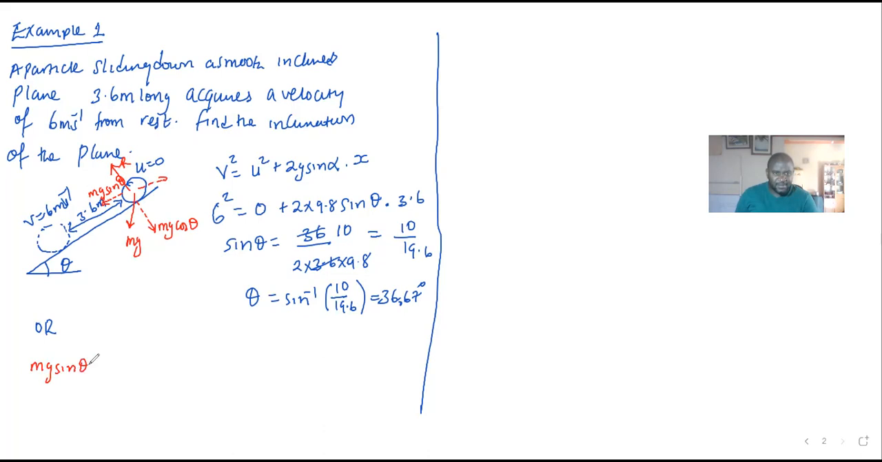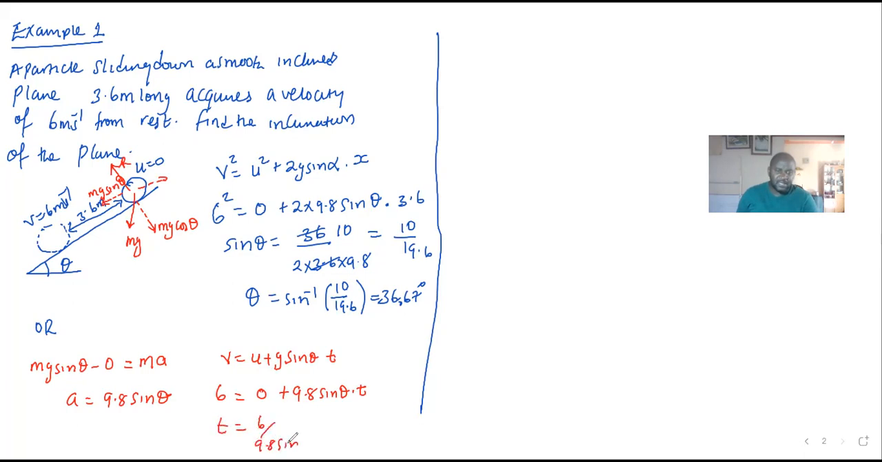As mg slides down, you will have mg sine of theta overcoming nothing to give us the resultant force, mass times acceleration. So the acceleration would become 9.8 sine of what? Sine of theta. Then when you get 9.8 sine of theta, you substitute, and from v is equal to u plus a t, you can find the time. The velocity 6 is equal to 0 plus 9.8 sine of theta times time. Then you can see that time is equal to 6 divided by 9.8 sine of theta.